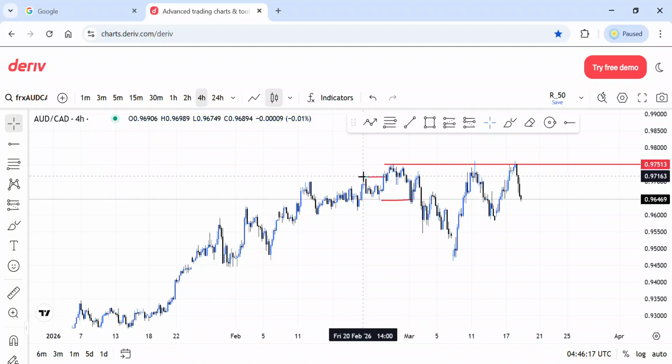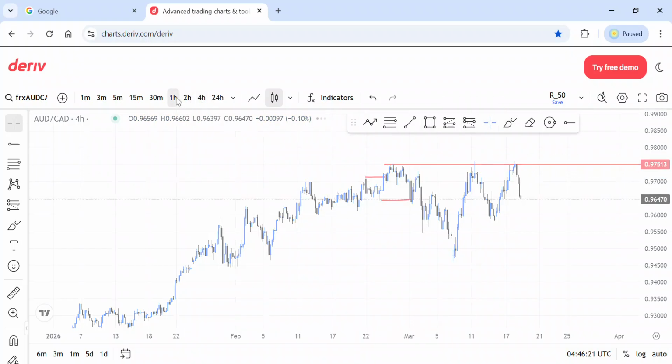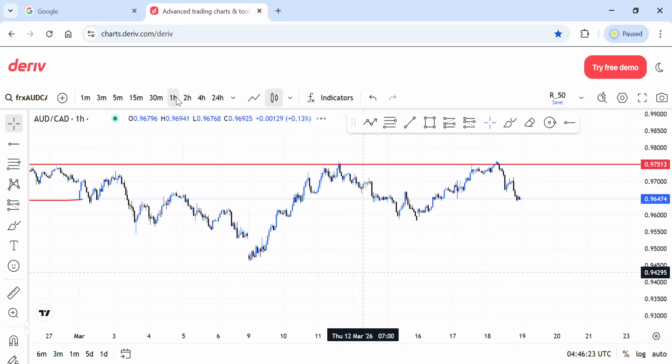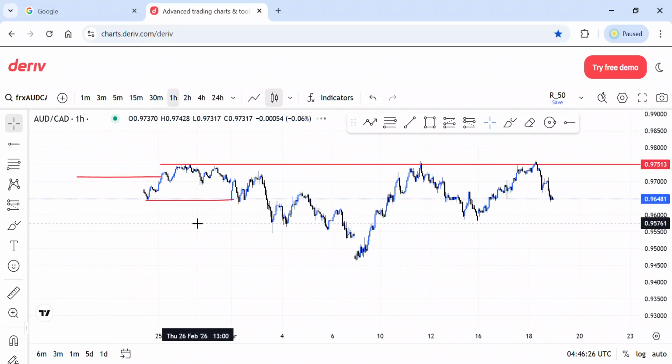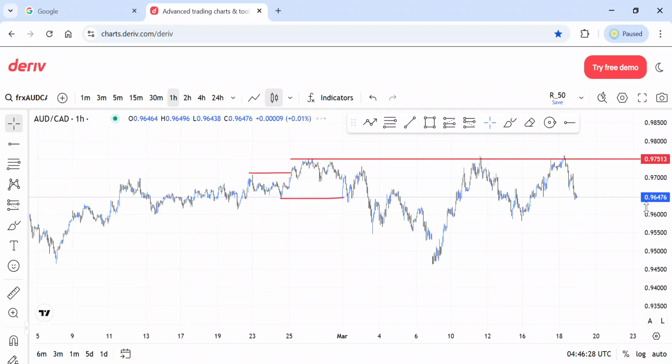It is not really that fine. But let's just look. Let's go to our 1 hour time frame. Maybe we are going to see a more clearer structure forming on the 1 hour time frame.